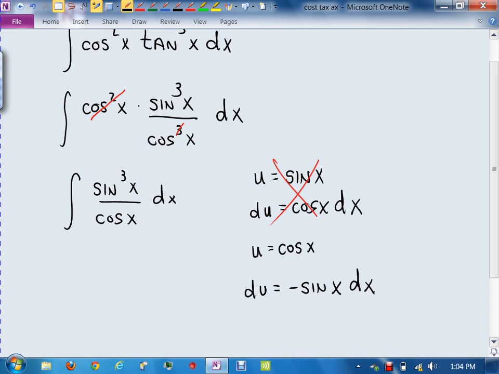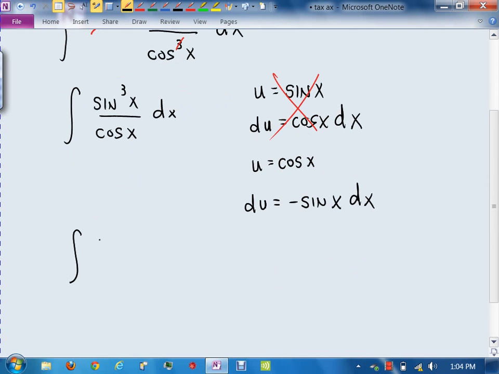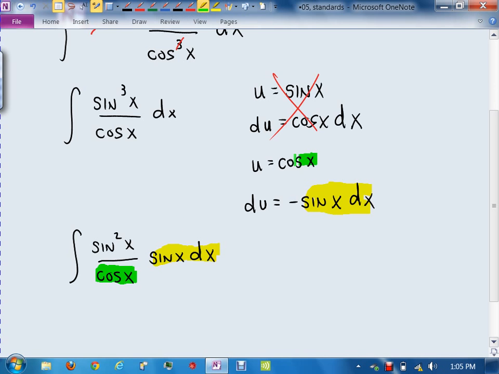So what you can do here is peel one sine off. Peel one of those sines off. So how about like this? Give myself some room. Integral of sine squared x over cosine x times sine x dx. So you can see that I kind of have the sine x dx. I'm off by a sign, but I've got it right here. I've got the u down here. Here's my cosine x. I just need to take care of this sine squared.